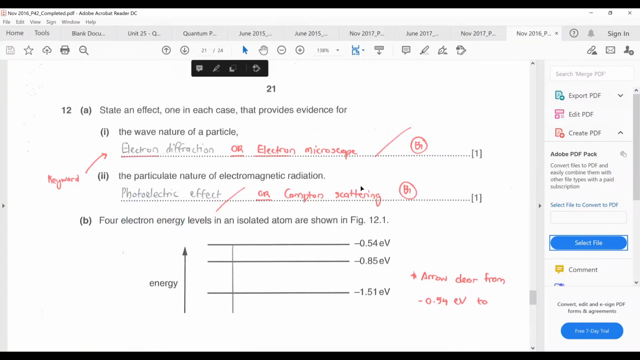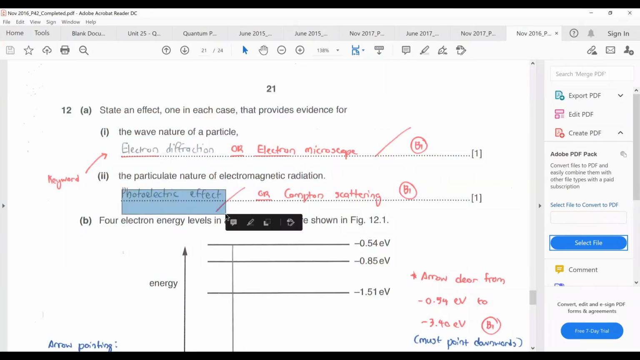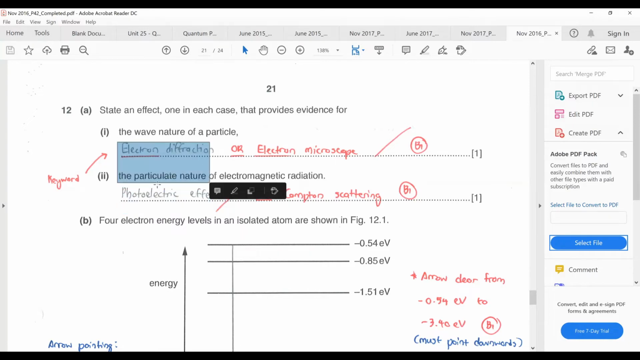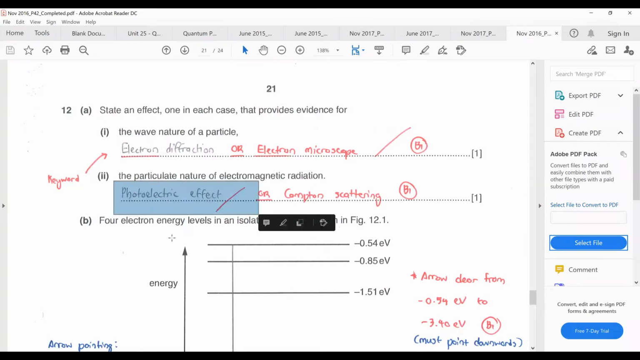Okay? What on earth is Compton scattering? I have no idea. It's just a marking scheme pointer. Right? But please use this one. This is the most common one and this is the best one to use. Proving that particle can behave as a wave, use electron diffraction. Proving that wave can behave as particle, photoelectric effect. Okay? So that part is fine.